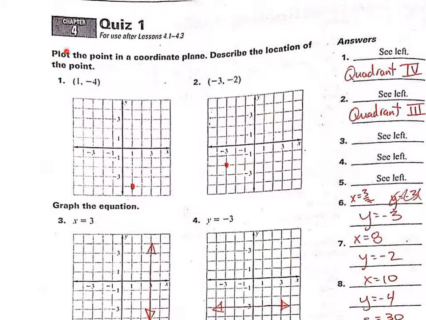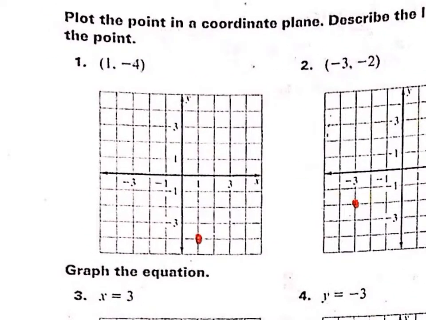We are asked to plot the point on a coordinate plane and describe the location of the point. Coordinate plane, XY coordinates, so let's zoom in a little bit. This is always the x, this is always the y, and this is the x-axis, this is the y-axis. So we plot this point (1, -4). From the origin we go over 1, down 4. There's our point.